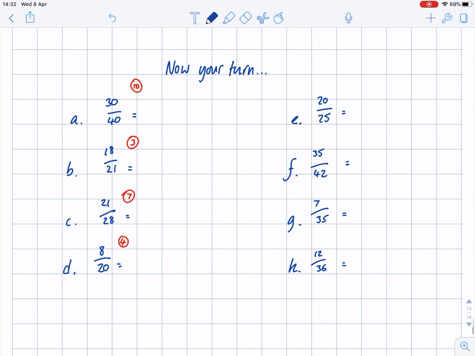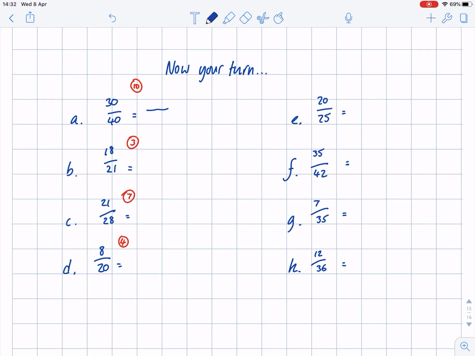But now it's your turn. So you can see here I've given you 8 problems to solve. I've been really kind, and on the first 4, A, B, C and D, I've put in a little red circle what the highest common factor is. So for this first one, A, you can see it's 10. So you need to say to yourself, how many 10s are there in 40? How many 10s are there in 30? And then you've simplified the fraction.